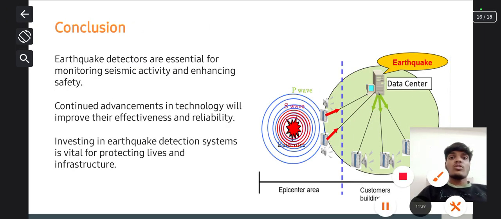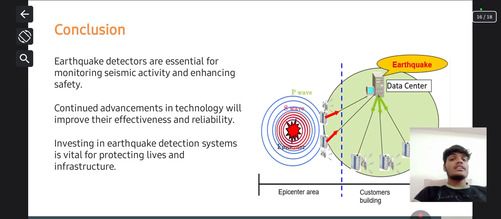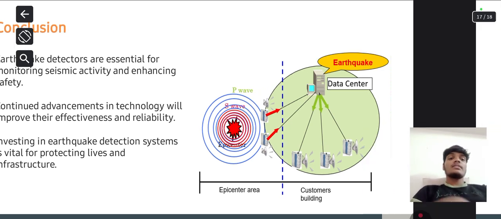Finally, the overall conclusion is that earthquake detectors are essential for monitoring seismic activity and enhancing safety. Continued advancements in technology will improve their effectiveness and reliability. Investing in earthquake detection systems is vital for protecting lives and infrastructure. Earthquake detection systems are vital for protecting the lives, the infrastructure and the geographical area of that country or any place.